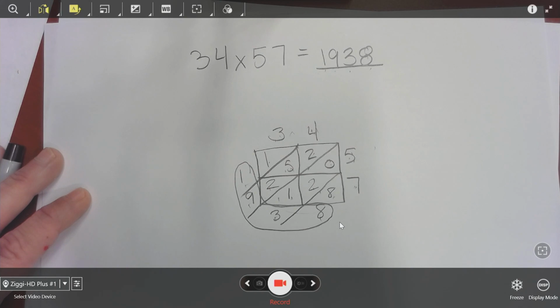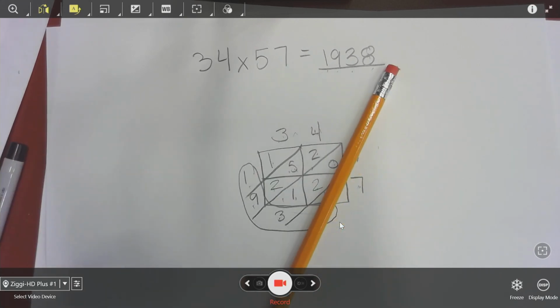Hopefully you got that one right. It's just an extra strategy and a new way to learn an old skill, or maybe a skill that you need a little bit of help with. But my boys always love this one better than the area model or the standard algorithm. So maybe hopefully you have a new strategy that you can use anytime you're solving math problems.